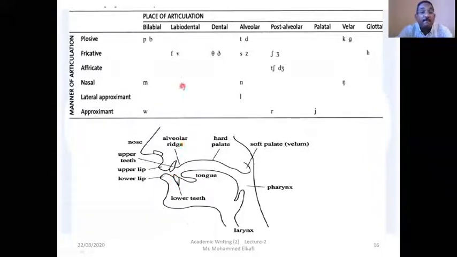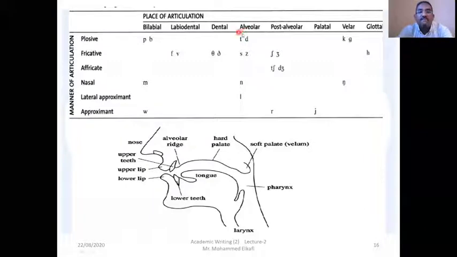Okay. The third place of articulation is dental, and here we'll find the tongue. The tongue will touch what? It will touch the upper teeth, as in the th sounds, and you can see them here.